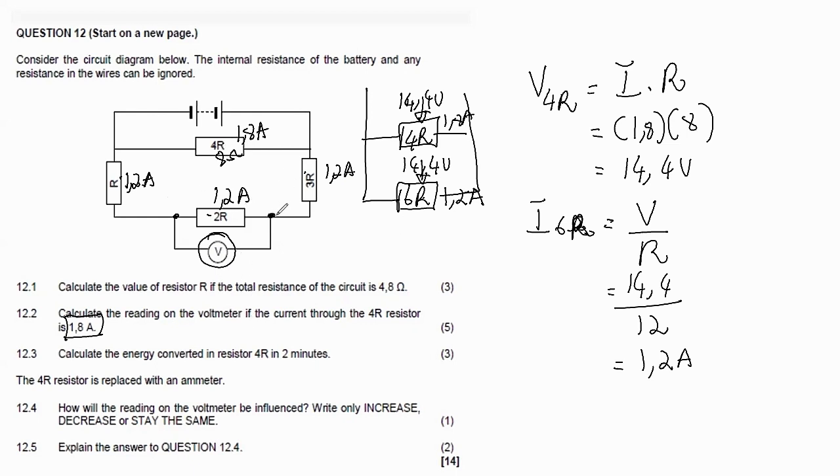Remember, the question was to calculate the reading on the voltmeter. We saw that it was connected directly to the 2R. So to calculate the voltmeter reading, we have the resistance 2 times R. That's 4 ohms, because that's 2 times 2. And then we have the current. Now we can calculate the voltage. The voltage in the 2R will be I multiplied by R. The current is 1.2, the resistance is 4. Now, 1.2 multiplied by 4 gives us 4.8 volts. And that becomes the reading on the voltmeter, right? So the reading on the voltmeter is 4.8 volt.